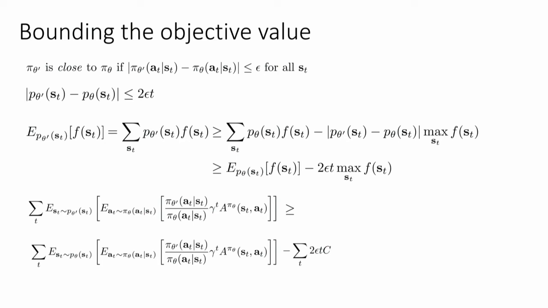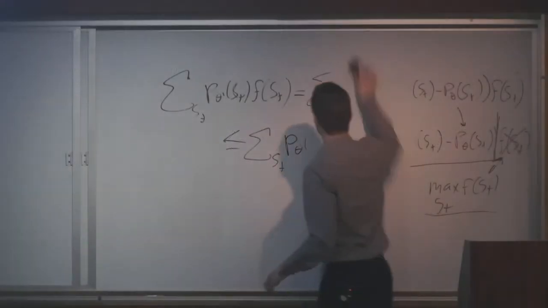Now, everything here sums to 1 except for the advantages. So you can basically say that this constant is essentially the largest advantage value you can get. What's the largest advantage value you can get? Well, it's just the largest reward you can get times the number of time steps remaining. So this constant is going to be on the order of t times r max for a finite horizon problem. For an infinite horizon problem, it's going to be on the order of the sum of discounted rewards.